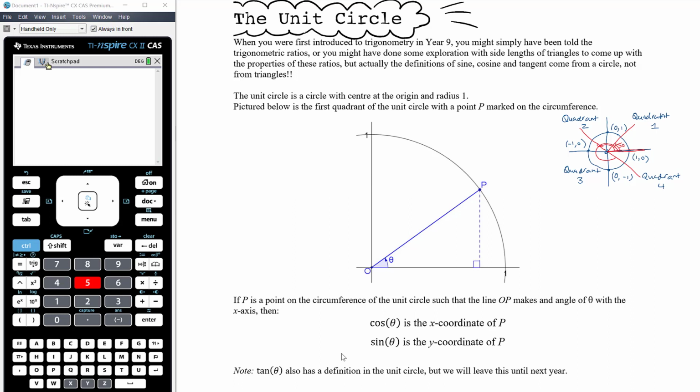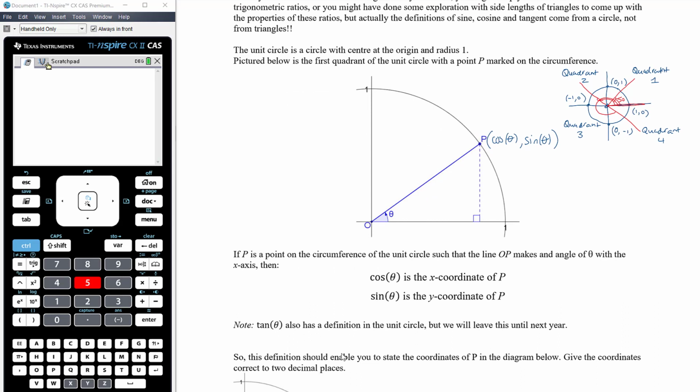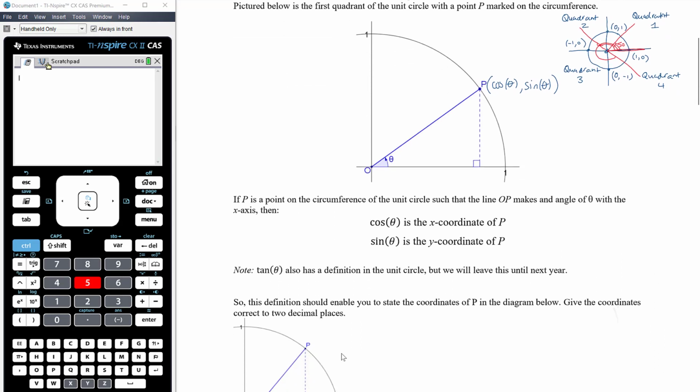Okay, so that means that the x-coordinate of this point is the cosine of theta, and the y-coordinate of this point is the sine of theta. That's the definition of sine and cosine. Tan theta also has a definition in the unit circle, but it's a bit more complicated, and we're going to leave that until next year. We'll just focus on sine and cos in the unit circle.